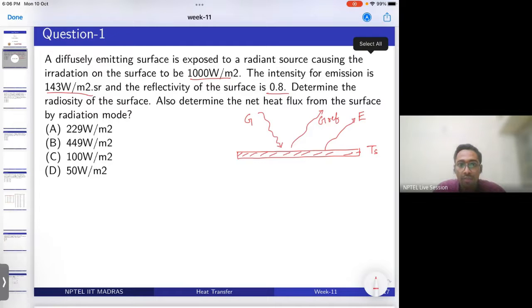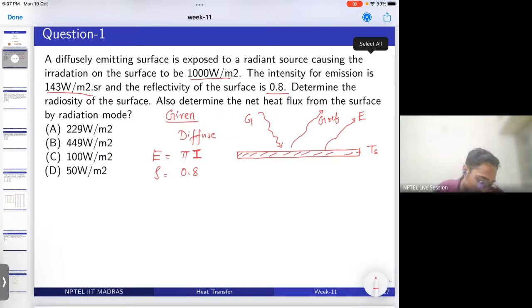We are considering this a diffuse surface, so the given conditions I am writing. This is a diffuse surface, so the intensity of radiation is independent of direction. So we can write the emissive power E is equal to pi times I, that is the intensity. That is what we get from this question. And the reflectivity rho of the surface is given, that is 0.8.